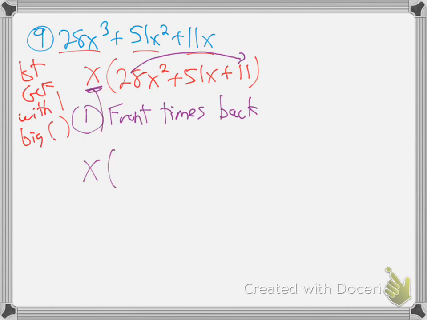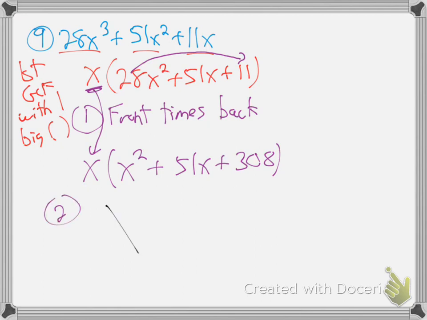This x right here stays in the front. Front times the back, so we have x squared plus 51x. 28 times 11. What is that? 308. Use your calculator, I just did. 308. Step 2, we go to the diamond. We put the 308 here, 51 there. We're looking for what multiplies to be 308, adds to 51.